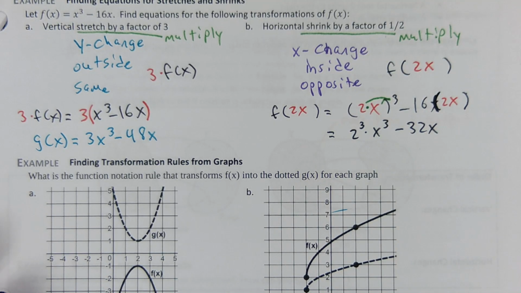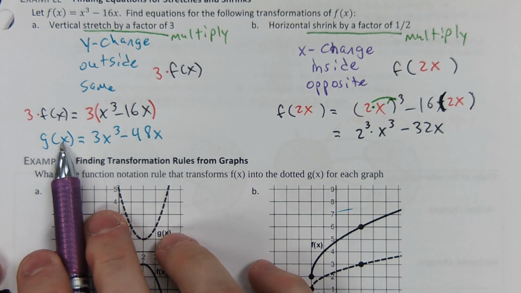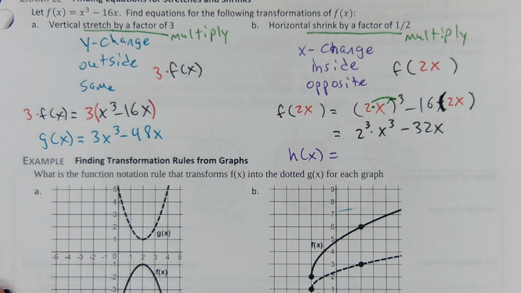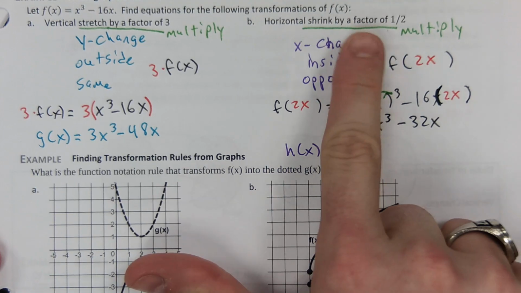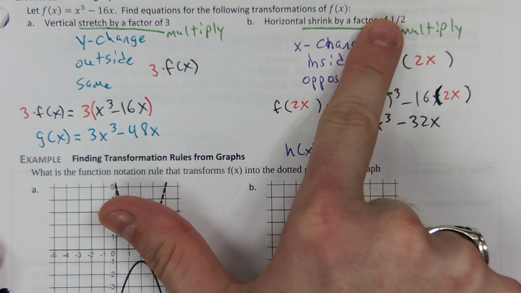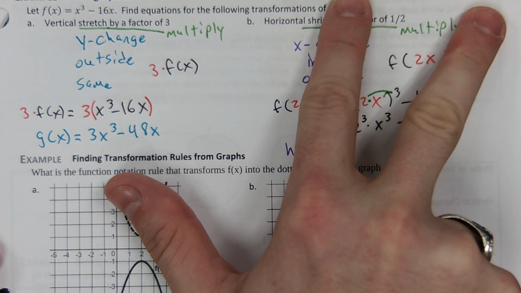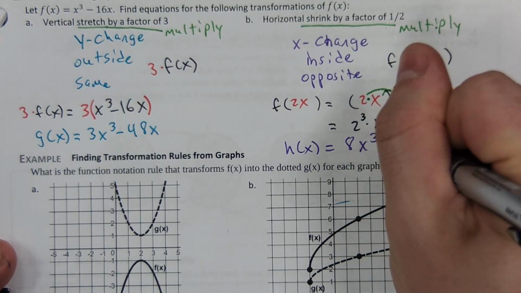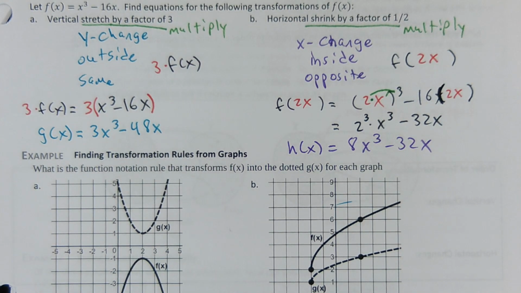So my new function, which we will call h because I've already used f and g, it's 2 to the third. Well, if you don't know 2 to the third, you could do 2 times 2. That's two numbers. So what's 2 times 2? 4 times 2, one more time. 8, there it is. Okay, so we get 8x to the third minus 32x.